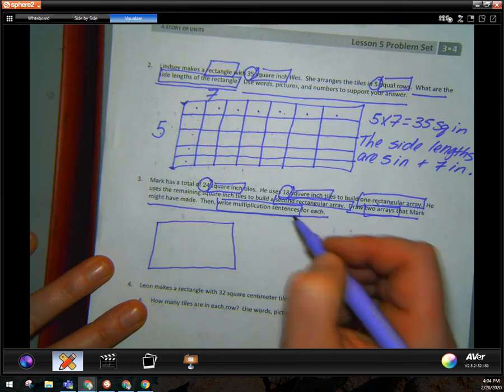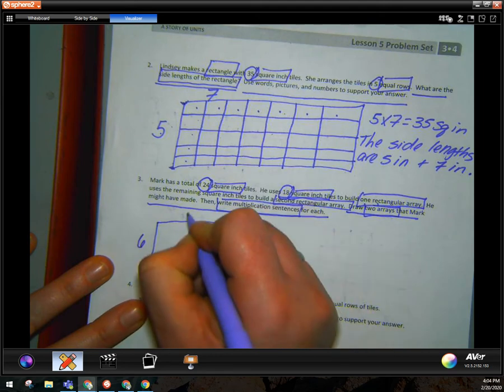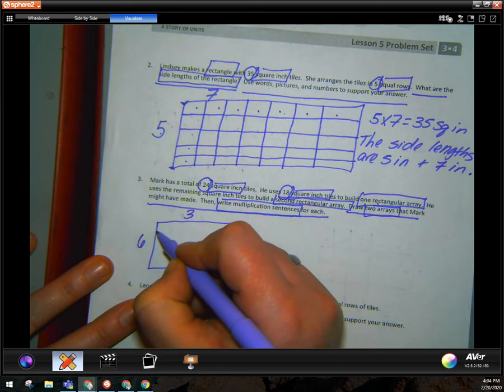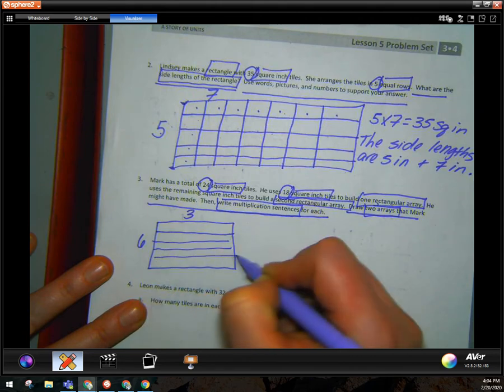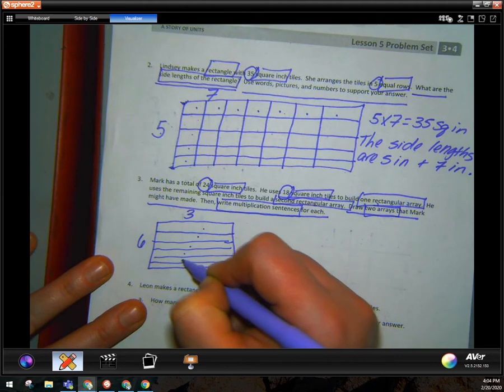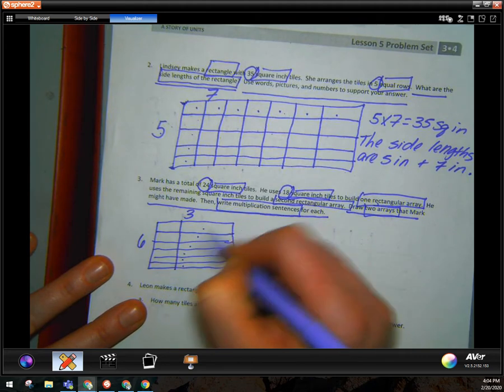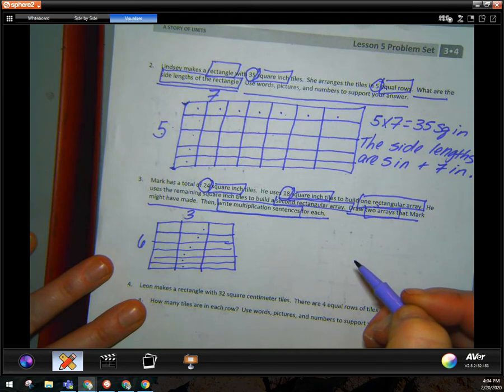And I know that 6 times 3 is 18, so that's what I'm going to draw. So I'm going to draw 6 rows. 1, 2, 3, 4, 5, 1, 2, 3, 4, 5, 6 rows and 3 columns. Okay? That's his first one.